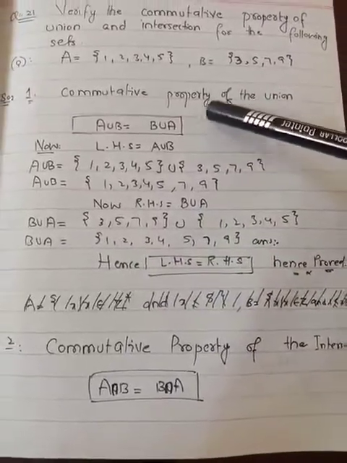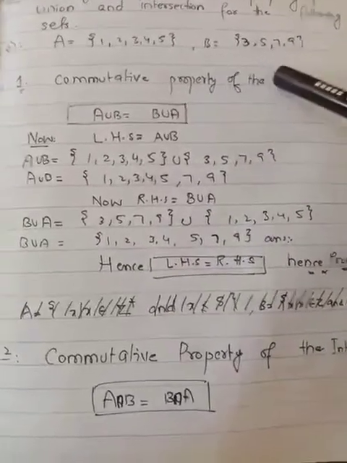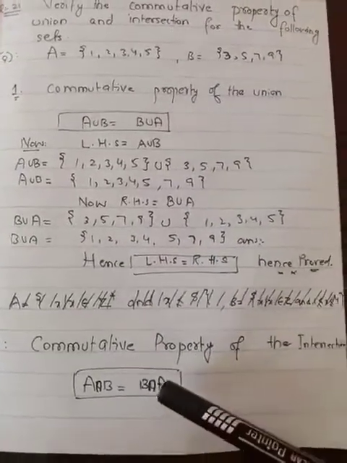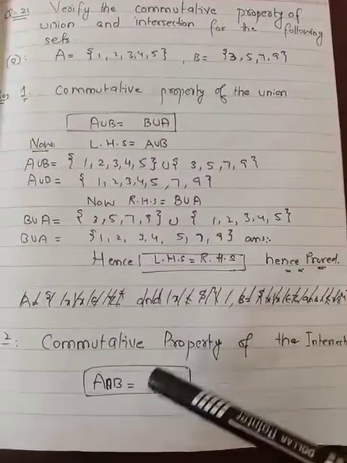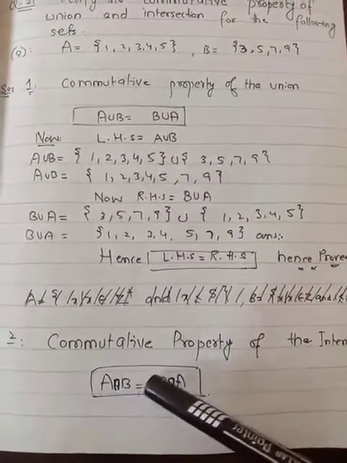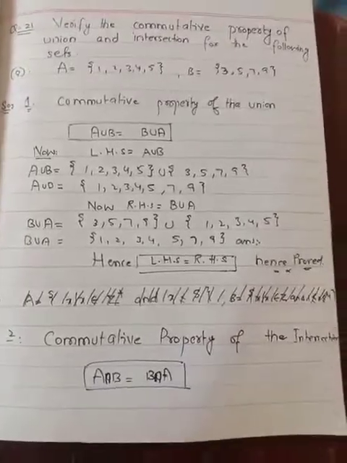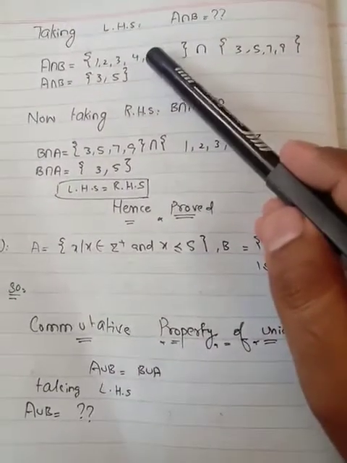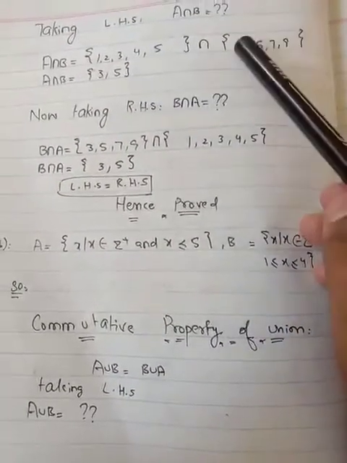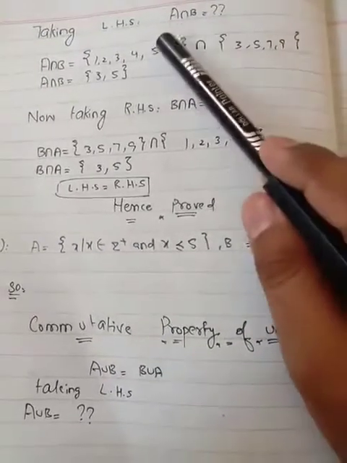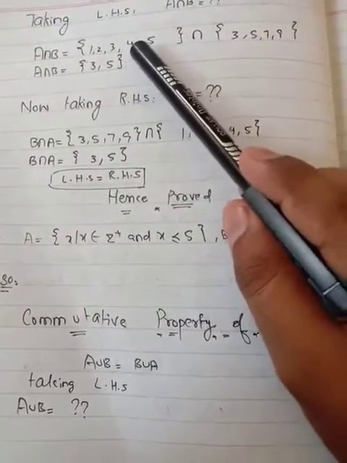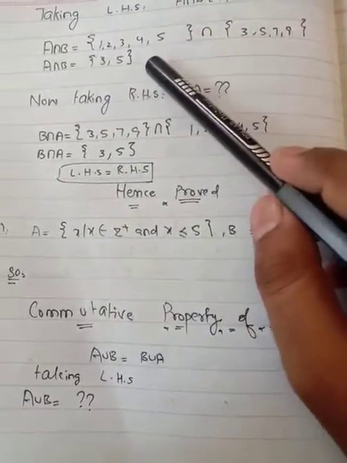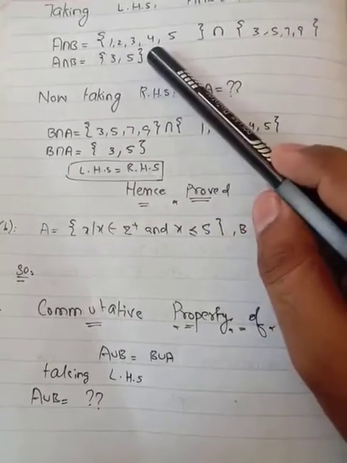Similarly, as we have done the commutative property of union, we will do the commutative property of intersection. Here A intersection B should be equal to B intersection A. A is 1, 2, 3, 4, 5 and B is 3, 5, 7, 9. In intersection the common elements in both sets are 3 and 5. So this is our answer of A intersection B.